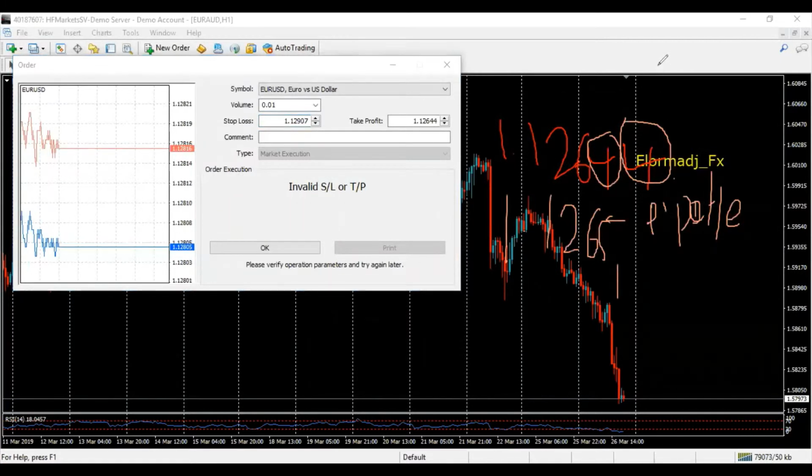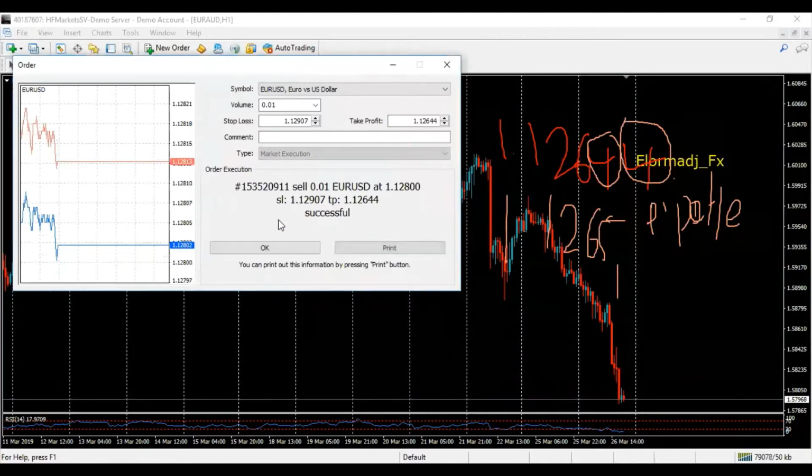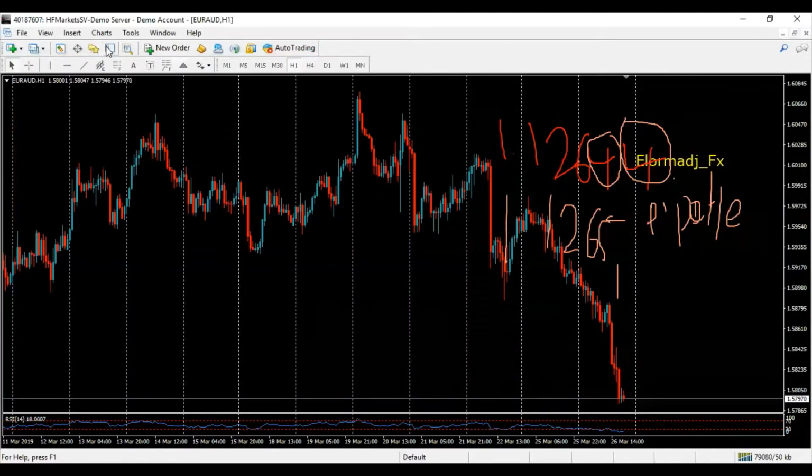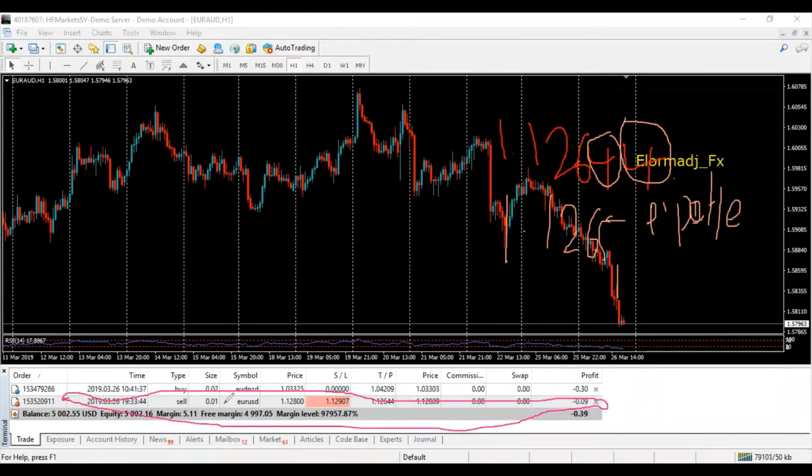So when everything goes as you expect, when you click on it, it's successful. So let's go to the terminal. You can see that our trade is here. So our trade is here. This is the date, the time, the type, sell or buy, the lot size, the pair, the entry price, the stop loss, the take profit, and the current price.